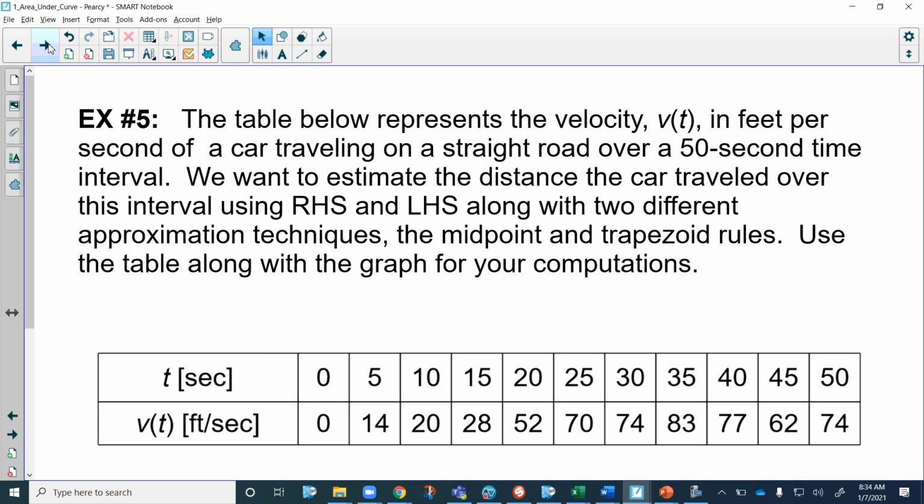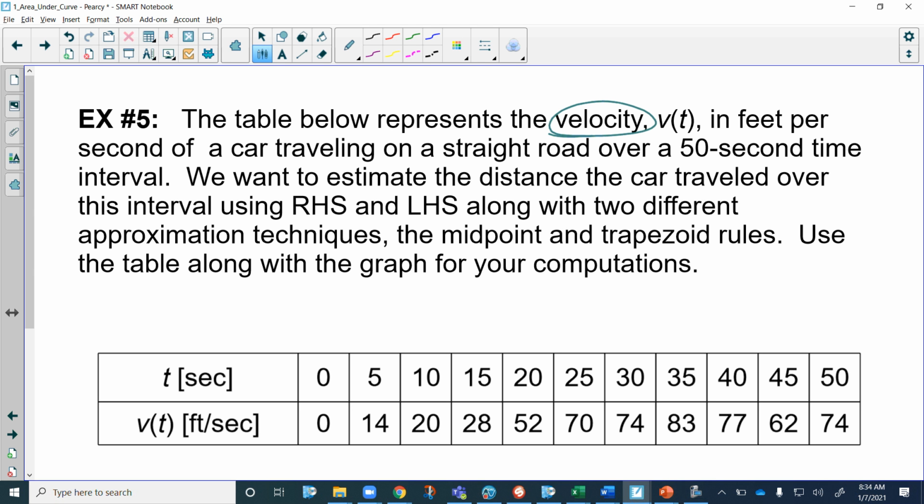Now here, this example number 5, this is where we're going back to the idea of things that we saw previously in differentiation with position, velocity, and acceleration. In this case, we're talking about velocity as a function of something moving, in this case a car, and it tells you that we're moving in feet per second. The interval is for 50 seconds.